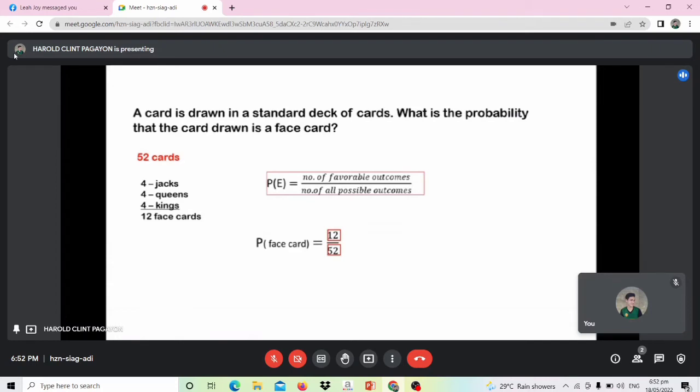If you notice, this 12 and 52 are divisible by 4. So, let's just divide the numerator and the denominator by 4. We will get the result 3 over 13. So, the probability that the card drawn is a face card is 3 over 13. And that's our final answer.